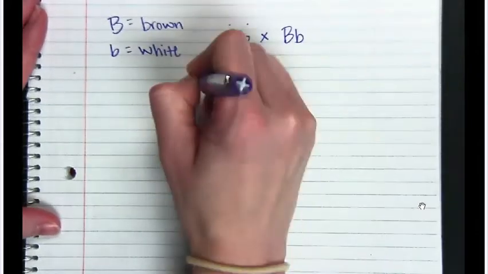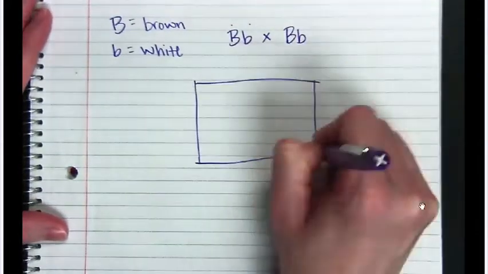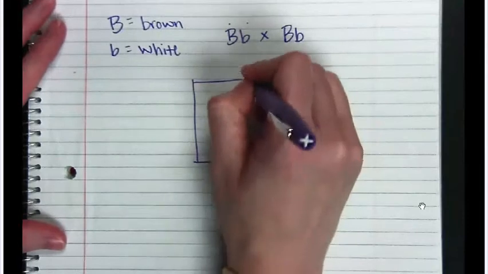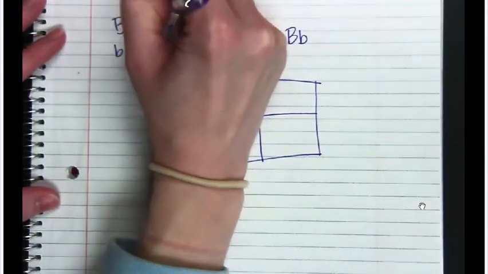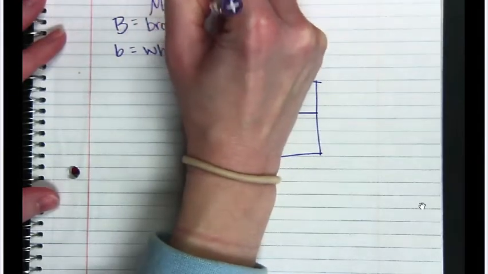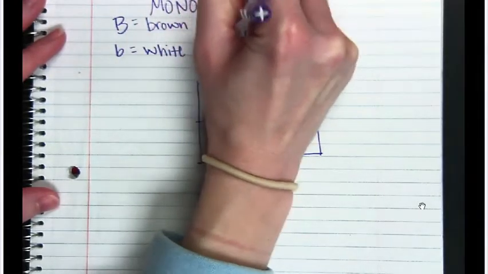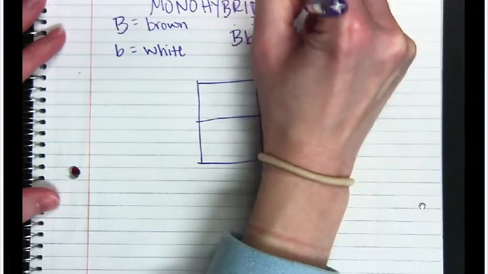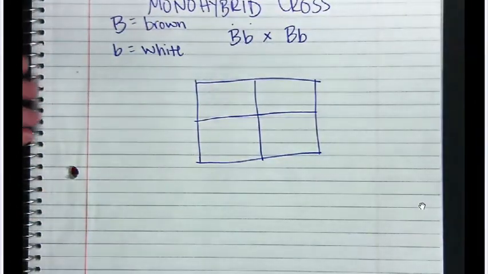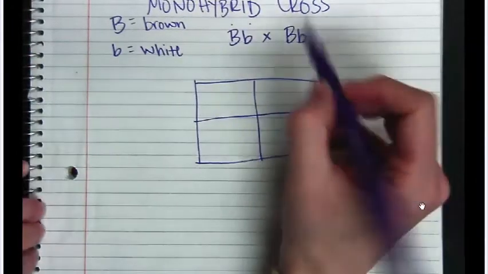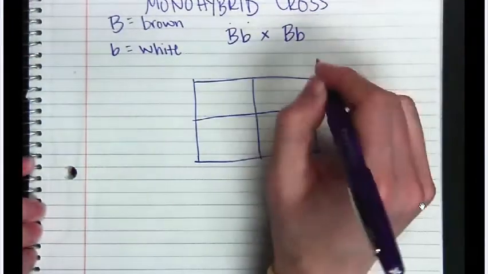So let's look at how we would set up this Punnett square, and draw it nice and big. So this is what we call a monohybrid cross. And it's called a monohybrid cross because we're only crossing one trait in this instance. So what we're going to do is put our parents on our Punnett square first.